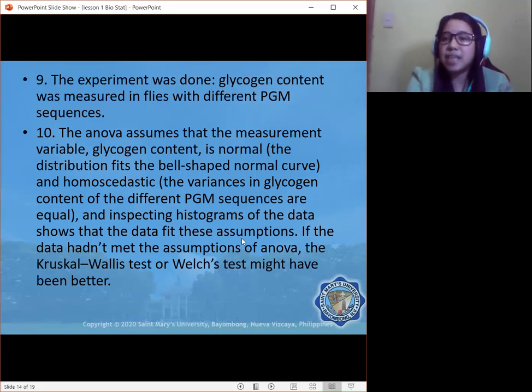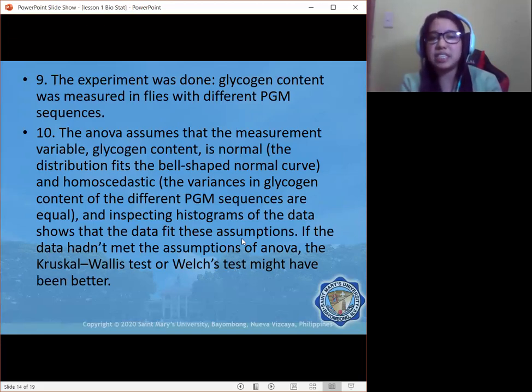Step number 10, examine the data to see if it meets the assumptions of the statistical test you chose. Primarily, you have to check for normality, homoscedasticity, and others. For number 10, the ANOVA assumes that the measurement variable, glycogen content, is normal, which means it is normally distributed. The shape of the distribution is a bell shape. And for homoscedasticity, the variances in the glycogen content of the different PGM sequences are equal. Inspecting histograms of the data shows that the data fits this assumption.